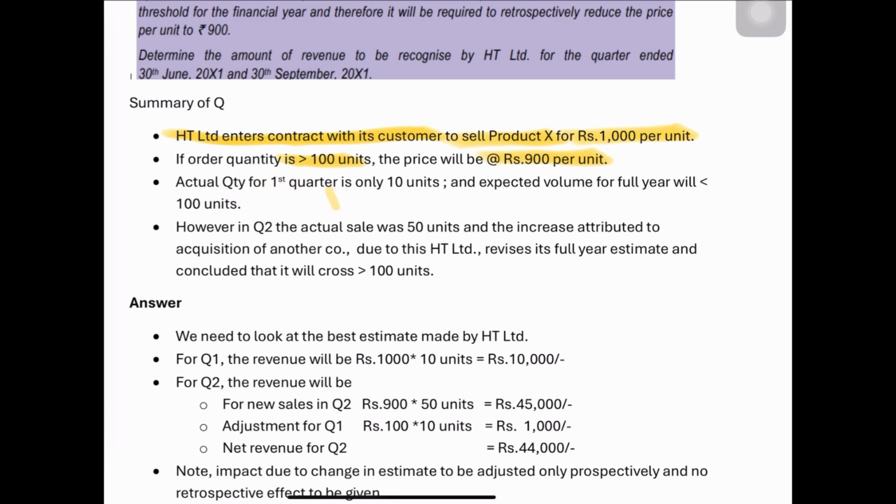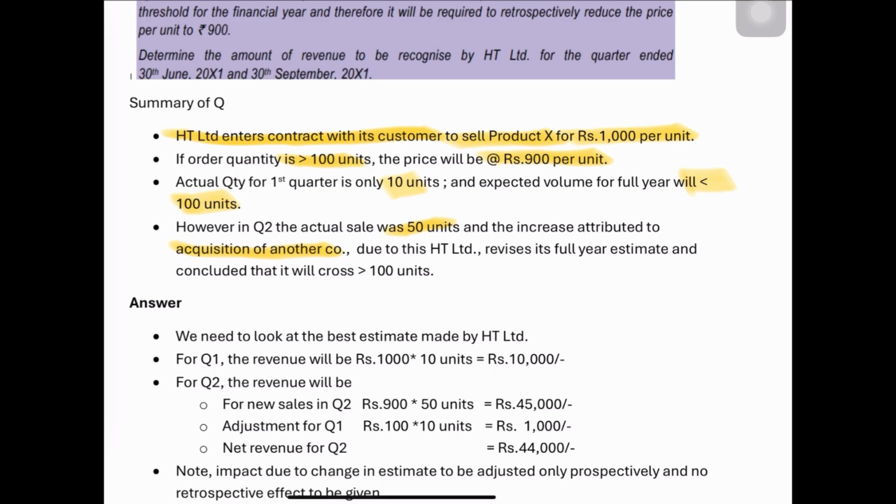The actual quantity for the first quarter is only 10 units. At that time, the expected volume for the full year was less than 100 units, which means the price will remain at 1000 and the discounted price of 900 is not applicable. However, in Q2, the actual sale was 50 units. And the increase is attributed to some acquisition done by the company.